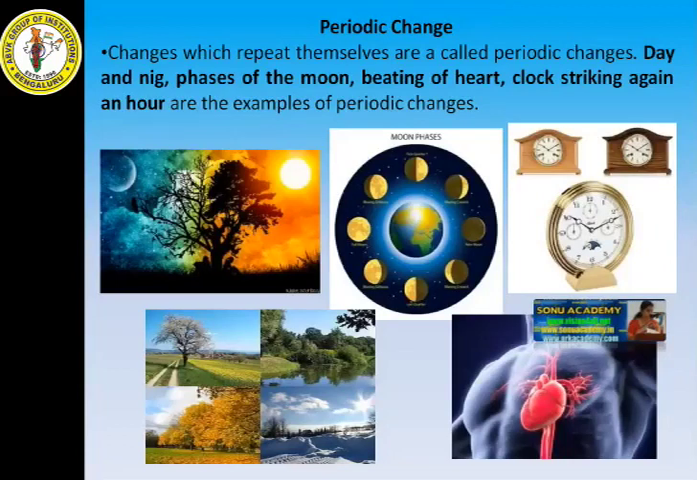So day and night, phases of the moon, beating of the heart, a clock striking again every hour. These are some of the examples of periodic change. Okay. So these will be continuously happening at a particular interval of time, correct? So they are called periodic changes.